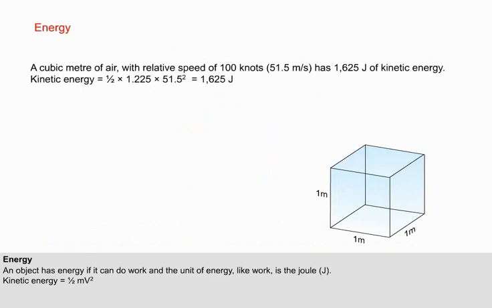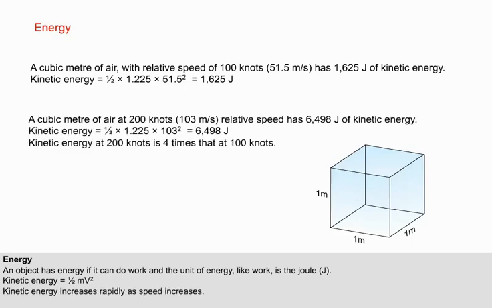Now let's consider the relative motion between still air and a flying aeroplane. Relative to an aeroplane flying at 100 knots, which is 51.5 meters per second, a cubic meter of air has 1,625 joules of kinetic energy. However, because kinetic energy varies with speed squared, at 200 knots, which is 103 meters per second, the same cubic meter of air would have 6,498 joules of kinetic energy. Notice that when the speed doubles, there is 4 times the kinetic energy.